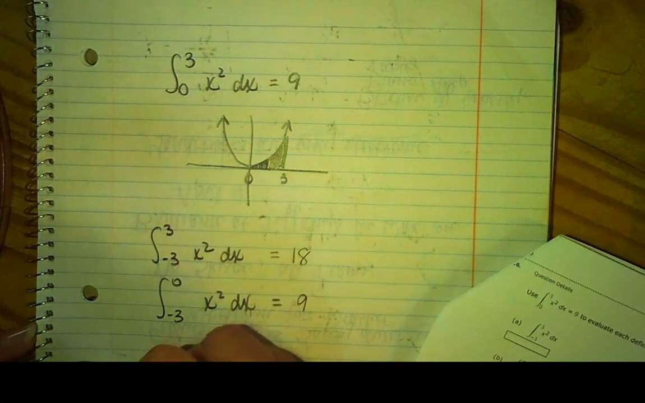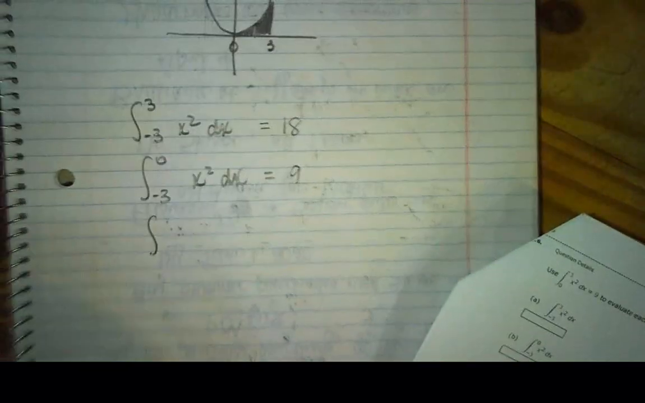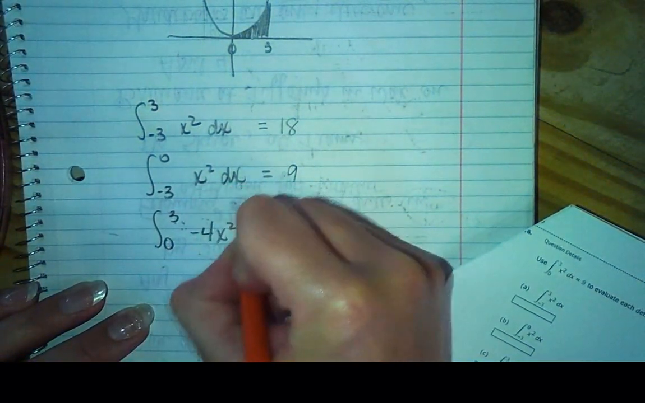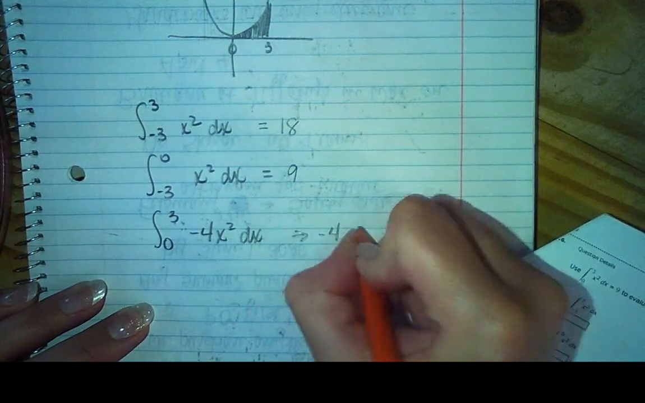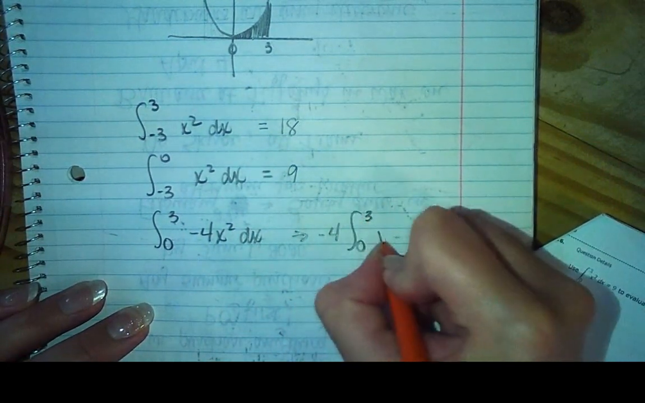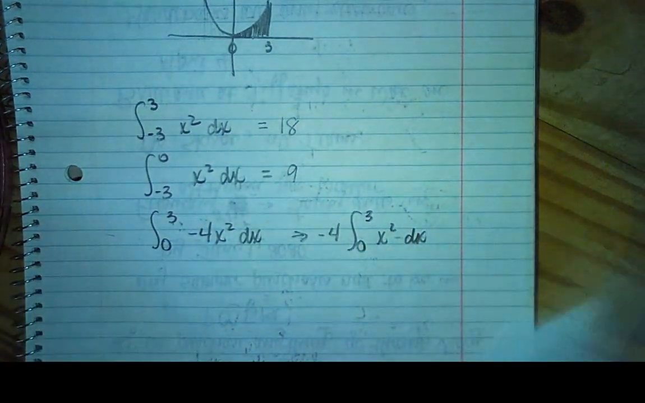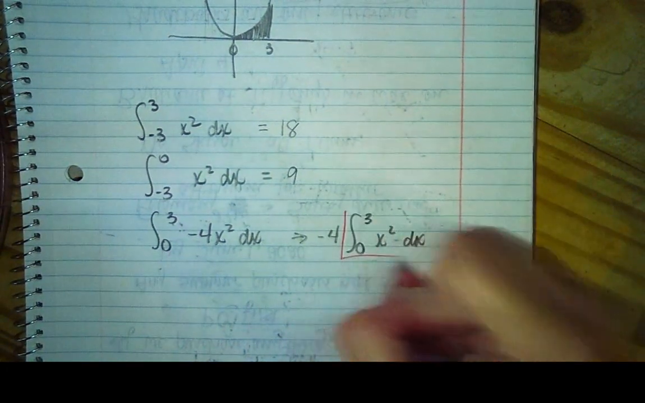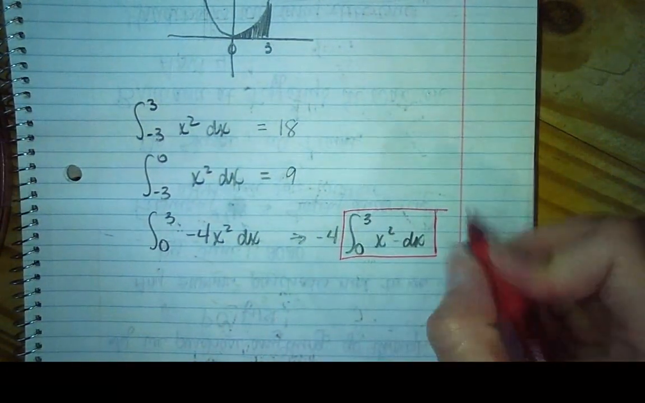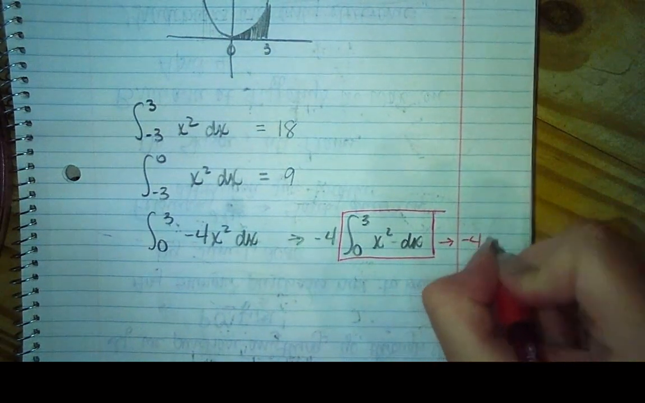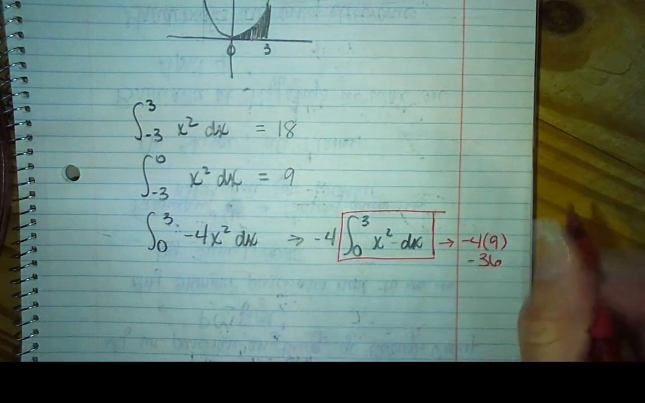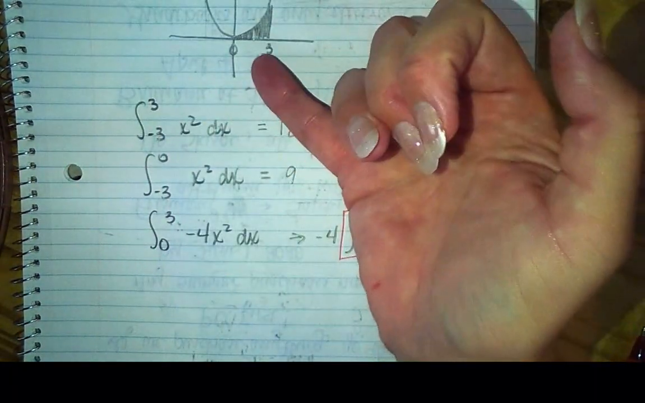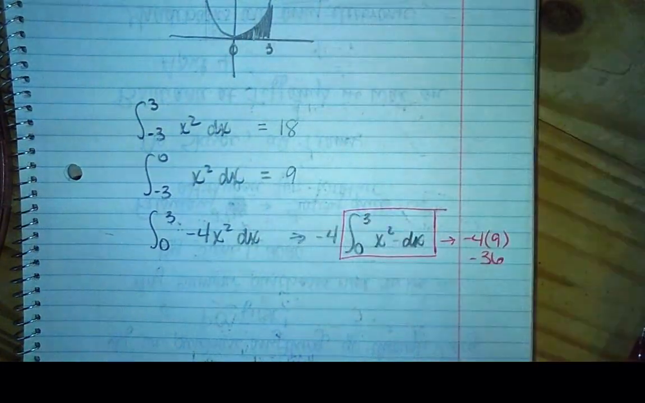What if I go from 0 to 3 of -4x squared dx? Well, remember, you can bring your -4 out front. So if this is x squared dx, I already know that this portion is 9. So that red box equals 9, which means I'm at -4 times 9, which is -36, which should make sense. That -4 is going to flip it over, so it makes your area negative, and then you stretch it by a factor of 4.